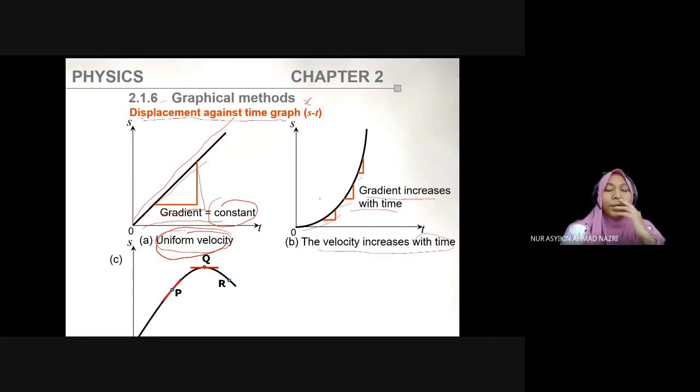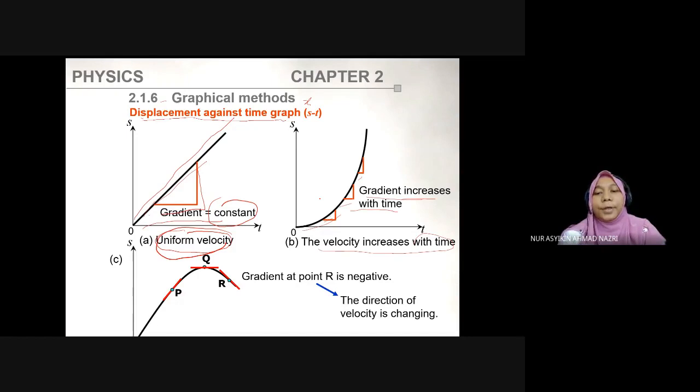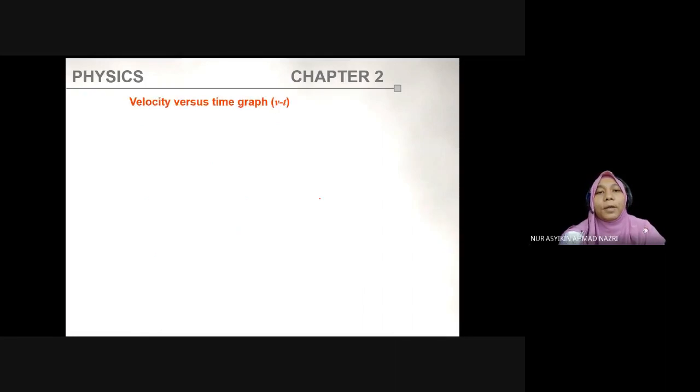So at that point, when we calculate the average, the gradient equals 0. And then at point R we will get negative. Yes, negative. Direction of velocity is changing. Velocity 0. Alright. And then kita tengok velocity versus time graph.